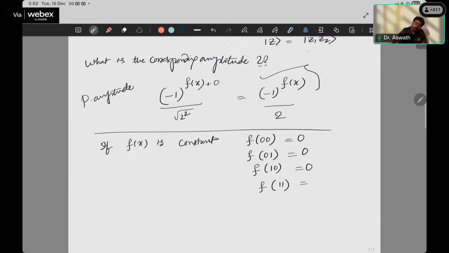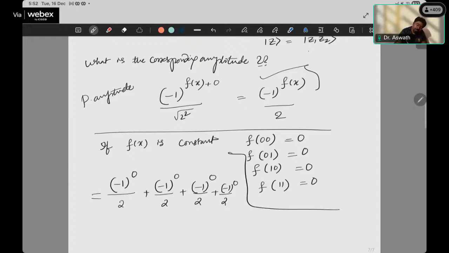Okay. All zeros. It's a constant function for me, which means minus 1 to the power of 0 divided by 2, plus minus 1 to the power of 0 by 2, minus 1 to the power of 0 by 2, minus 1 to the power of 0 by 2. What is the sum? The sum is 1 by 2, 1 by 2, 1 by 2. I'm sorry, I have missed something.